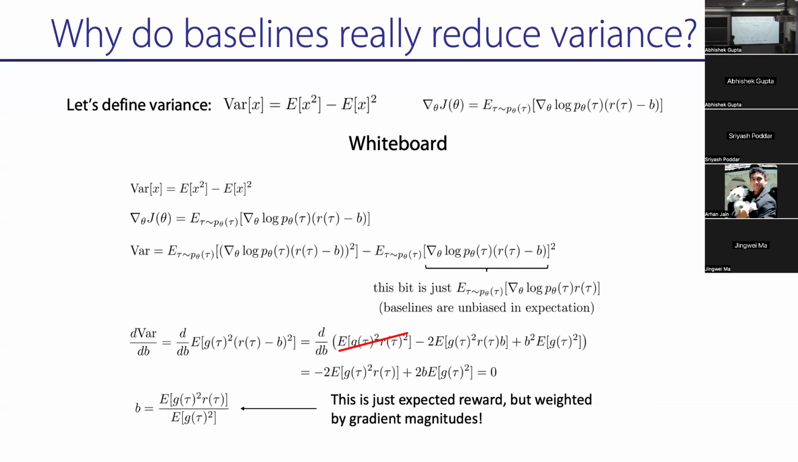Whenever you have division with an expectation, it just makes life hard. It's the same reason that in imitation learning, when you have this partition function, it's hard to compute because you're dividing by an integral or an expectation, and you can't estimate that with samples without being biased.